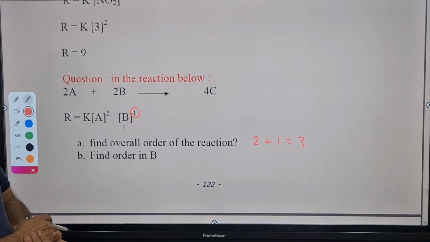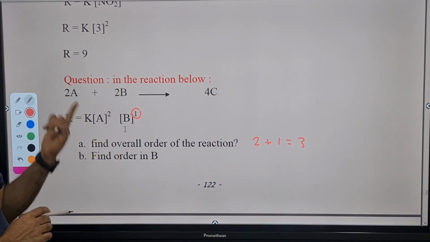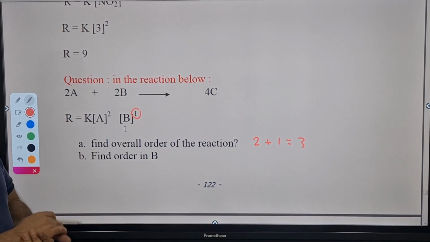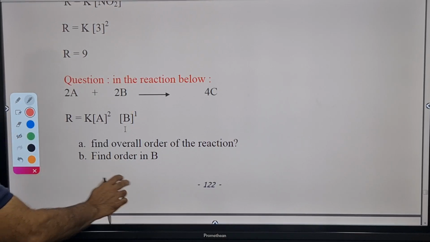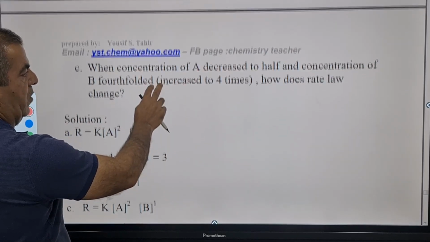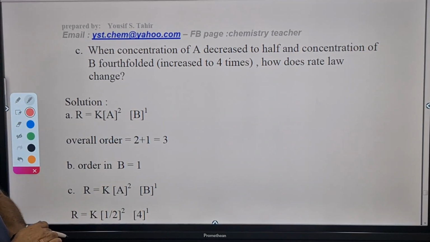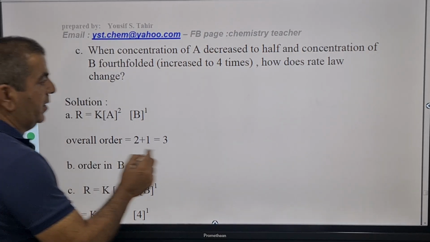Second, find the order in B. The order in B is 1 because it's present, which means doubling the concentration of B doubles the reaction rate. Okay, let's move forward. When the concentration of A is decreased to half and the concentration of B is 4-folded, let's write the reaction rate again.